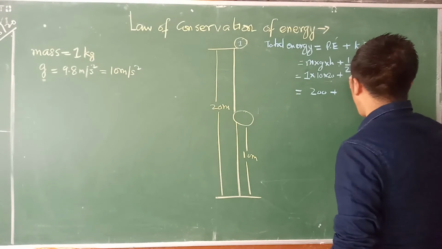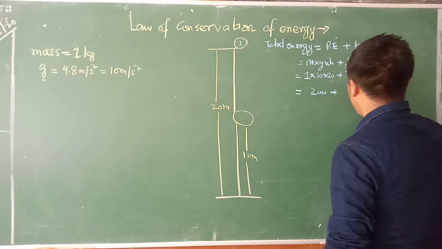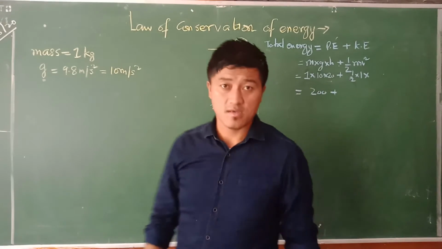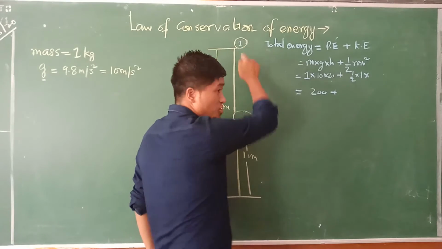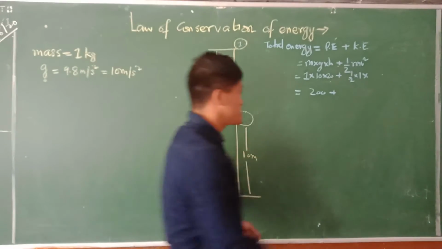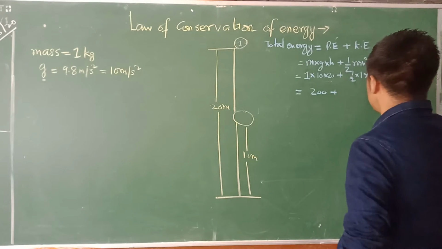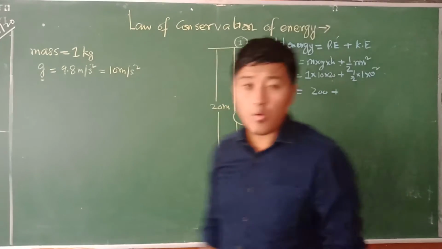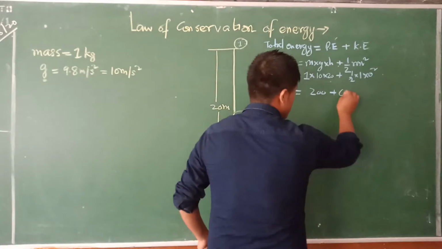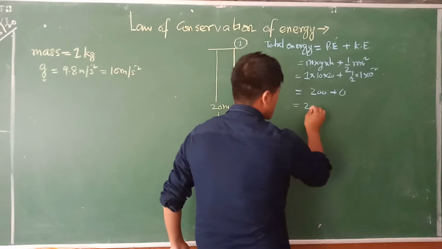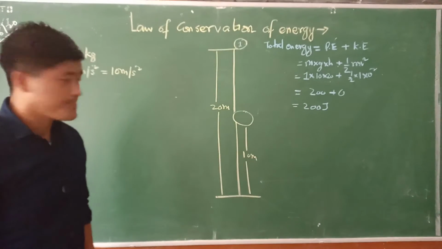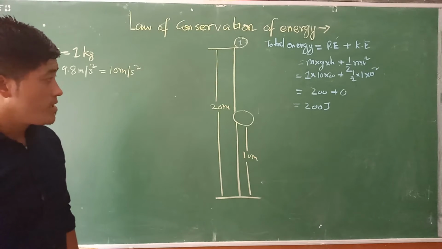Now over here, half into mass is 1. But is it moving, this particular object? This particular object at this point here, is it moving? No, this is not moving. So we say the velocity is 0 here, squared. Now, anything multiplied by 0 is always 0. So we write here 0. So the total energy is 200 joule. Is that clear? Right? Okay.